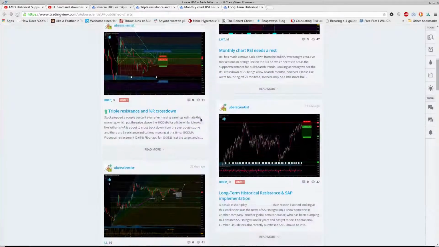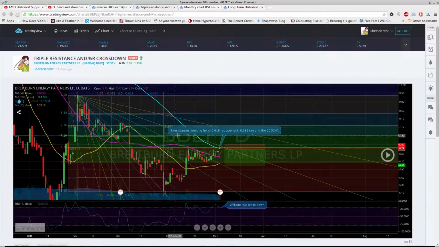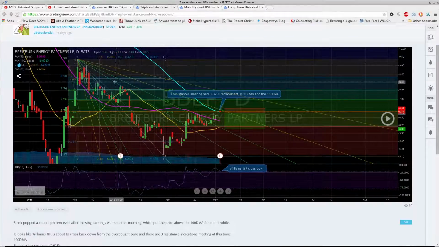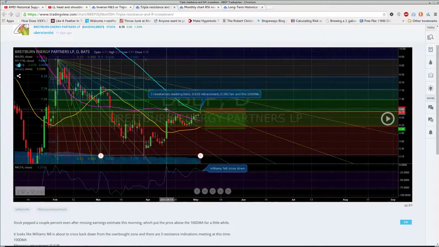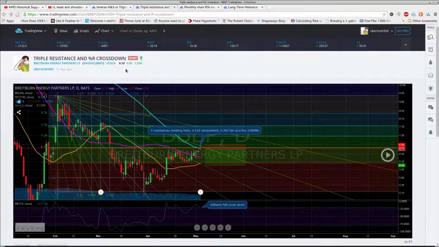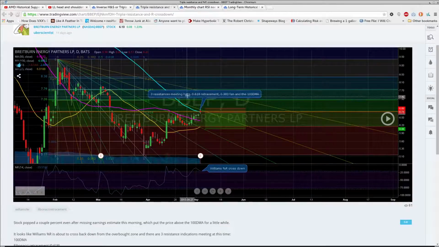Anyway, on to the next chart. Triple resistance, daily chart, BBEP oil stock, $6 approximately. I think it says 6.10 right now, but it traded at 6.33 in after hours recently. So I said we had three resistances here. The .618 retracement, it's this. It's 6.76.